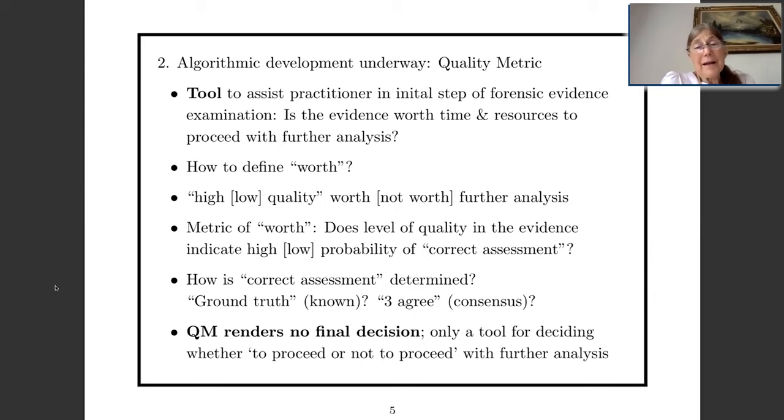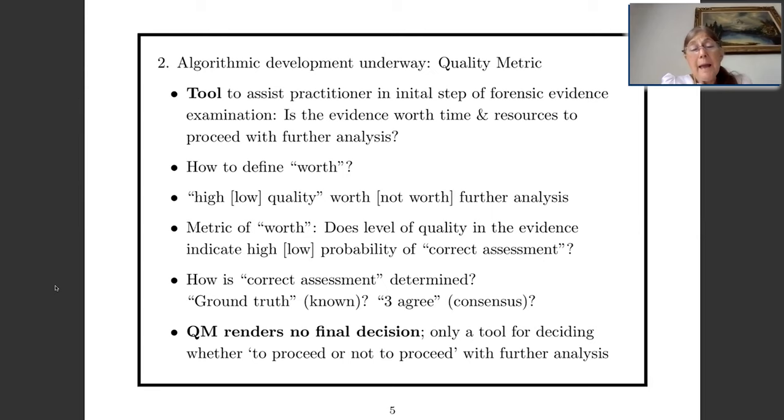Well, one way of measuring it would be to say, does the level of quality in the evidence indicate that there will be a high or low probability of the correct assessment? I think correct assessment comes up in reference to both Amanda Luby's and Heike Hoffman's presentations about how we handle inconclusives. How is correct assessment determined? Someone put in the chat box, be careful when everybody agrees, because they could all be wrong. So maybe consensus isn't the best way of doing it.